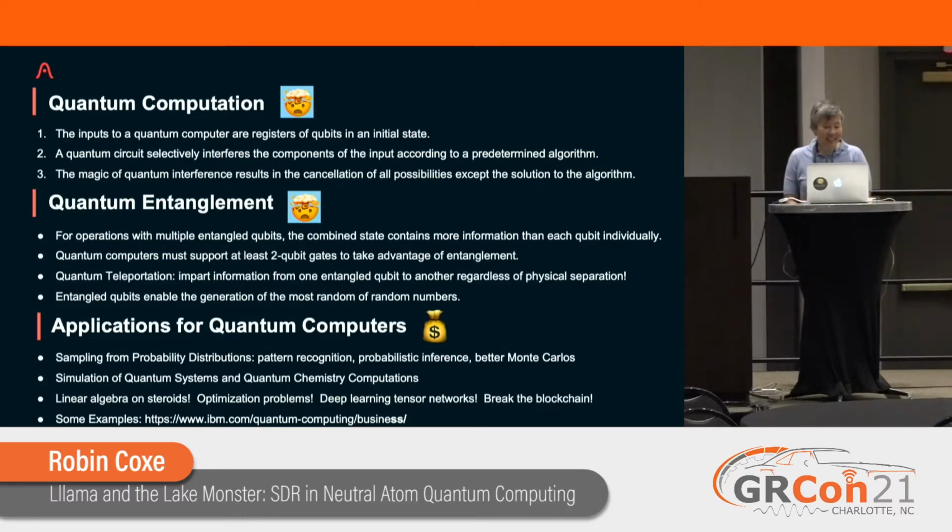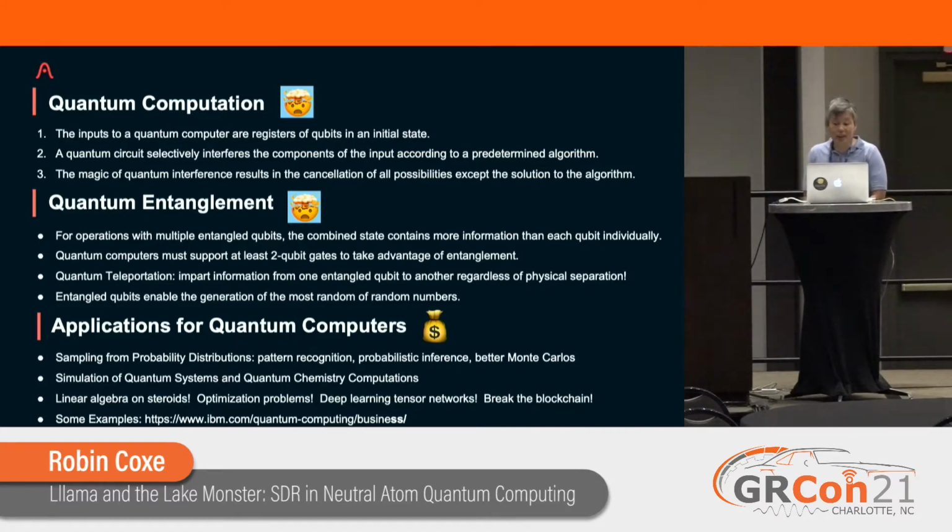But another kind of weird consequence of quantum mechanics is that when you have multiple qubits, you can put them in so-called entangled states, whereby the combined state contains more information than each qubit individually.